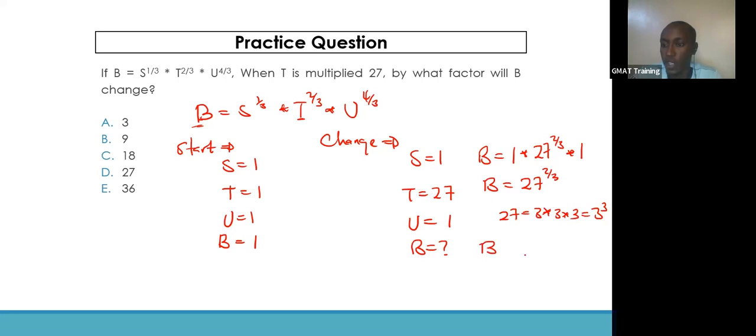B equals 3 cubed to the power 2 over 3. All right, that cancels out a factor of 3 on the exponents, and we'll have 3 squared. Now B will be 3 squared, which is 9 in this case. After the change, B will be 9. From the beginning it was 1. So by what factor will it have changed? That's 9 times 1, to have 9, and have B again as the answer.